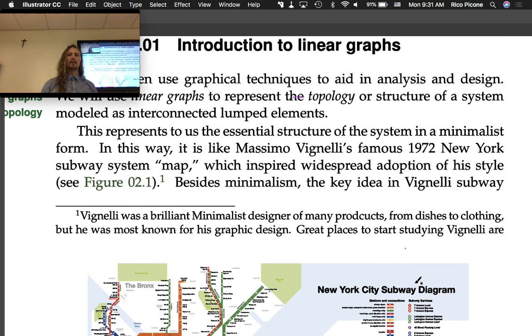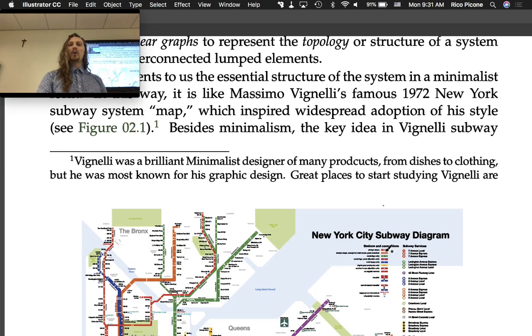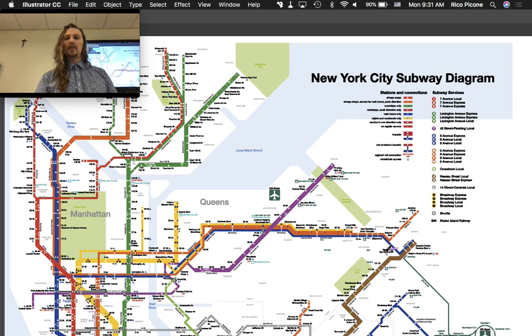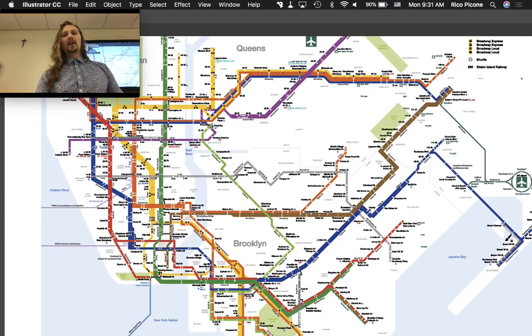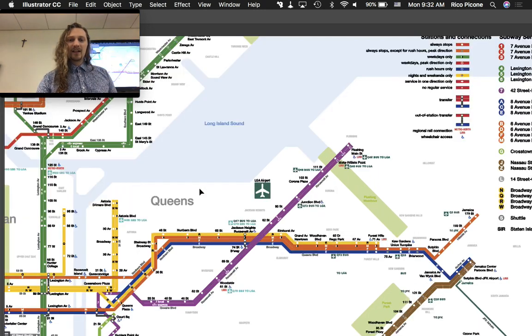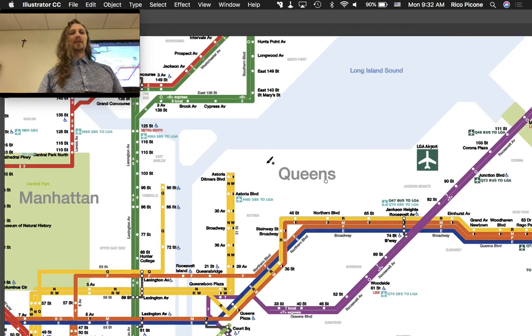In this way, it is like Massimo Vignelli's famous 1972 New York subway system map, which inspired widespread adoption of his style. So here is a sort of modern version of that map. And some of the key aspects of this are that there are no right turns in the subway system, turns out. And these stops are not in these straight lines necessarily either, okay? Their actual topology is a little bit different.